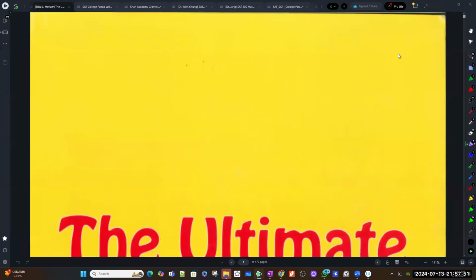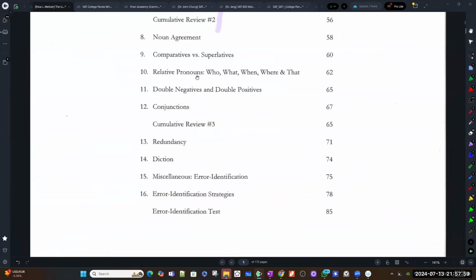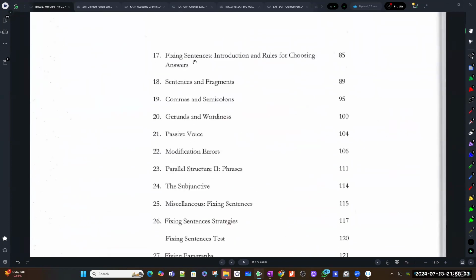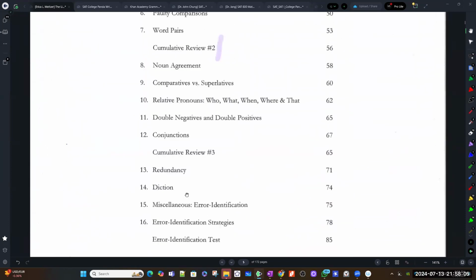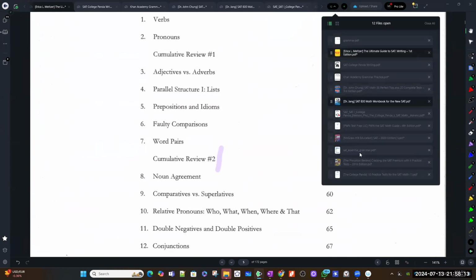Okay, let's have a look at Erica Meltzer's book for pronoun case. You have to handle double negatives and double positives as well. Pronoun case. This one didn't give pronoun case that way. One second.